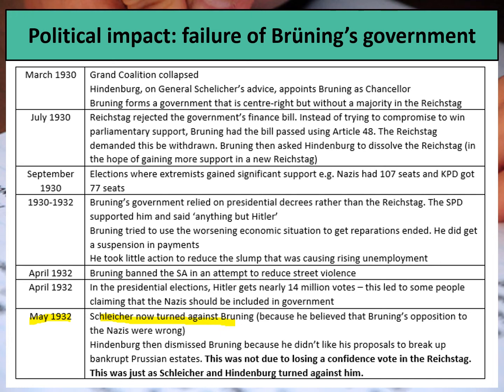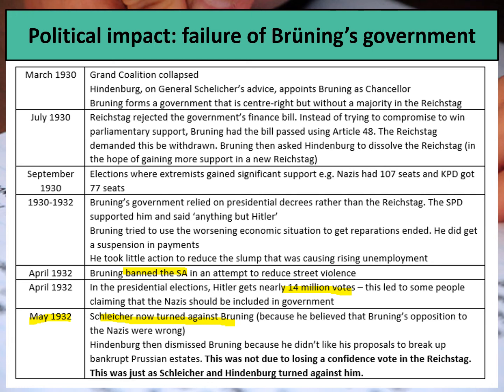He didn't like the Nazis himself, but he felt that actually a better way to move forward was to deal with the Nazis rather than trying to do things like banning the SA, which he was worried would lead to some kind of revolution from the Nazis, especially as the Nazis had received 14 million votes for Hitler in the presidential elections of April 1932.